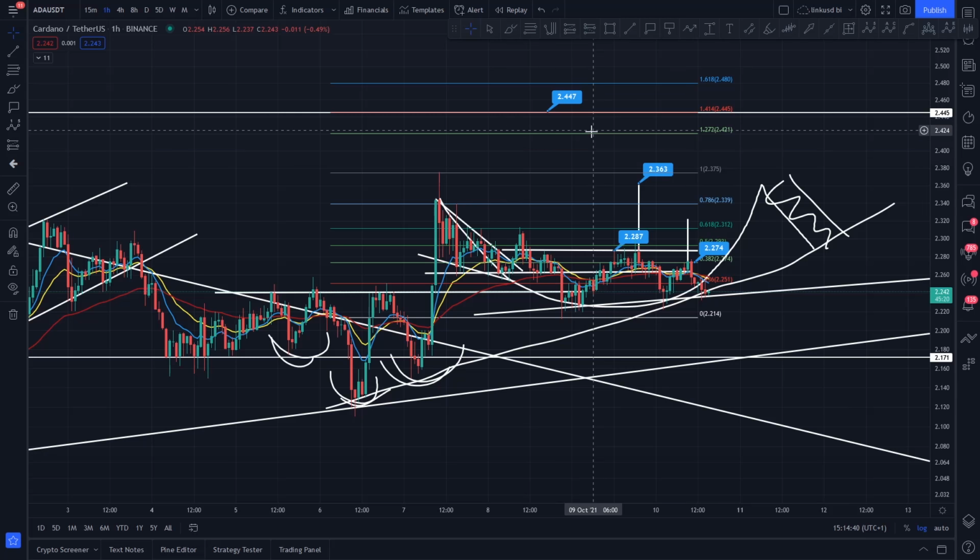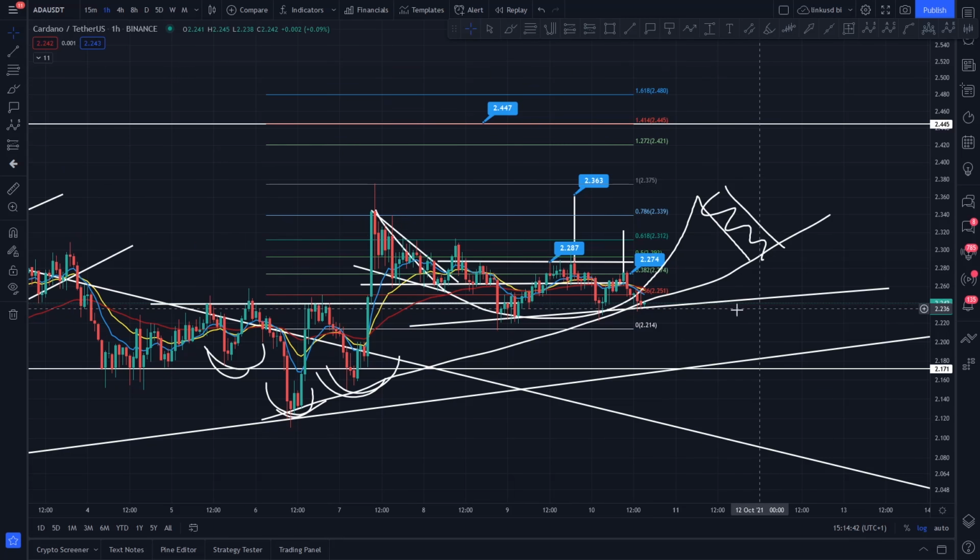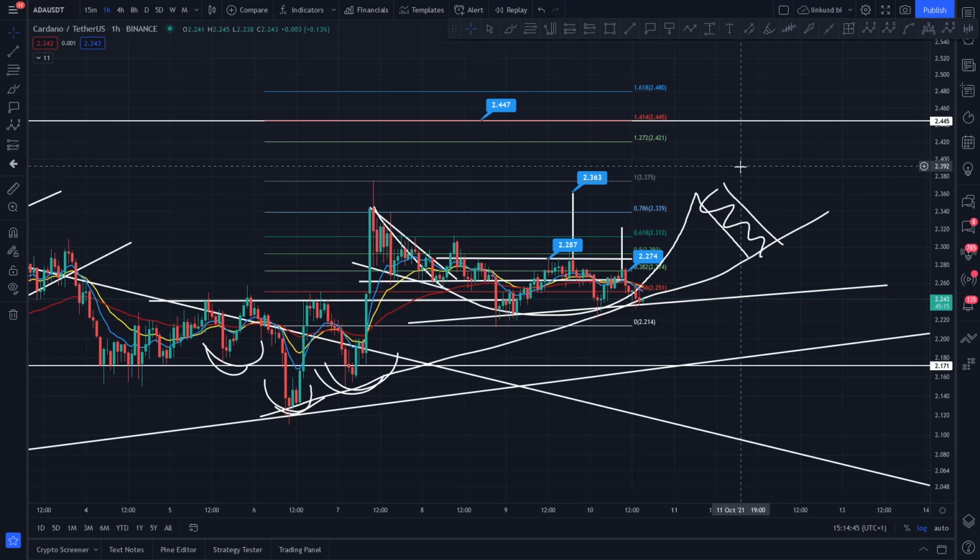So yeah, it's basically a quick little update for you today on Cardano. If all this plays out, beautiful continuation, but a little bit slow, a little bit lackluster, and a little bit boring, isn't it? I do apologise.